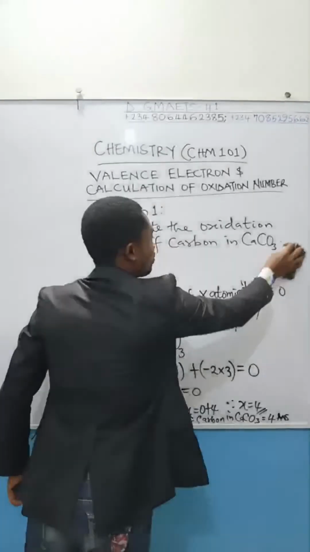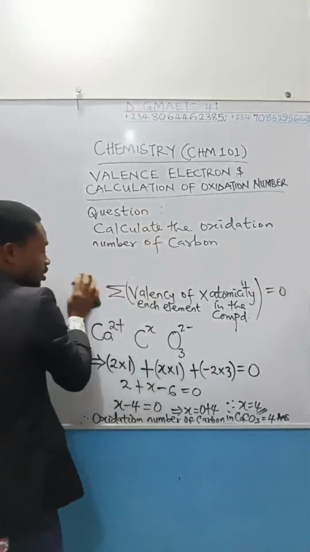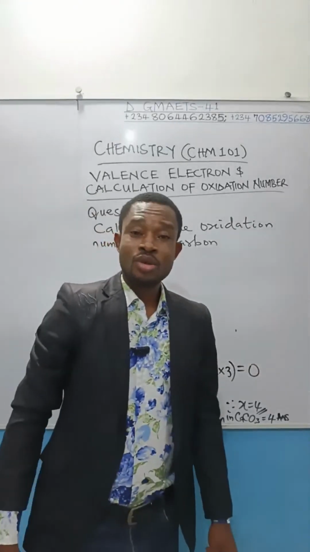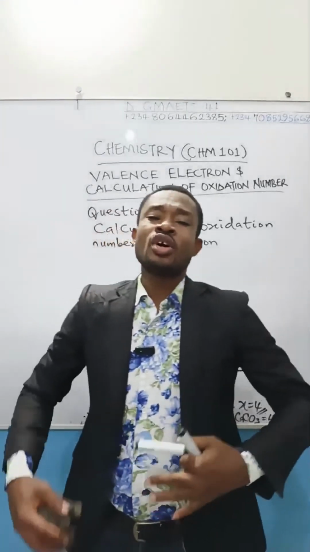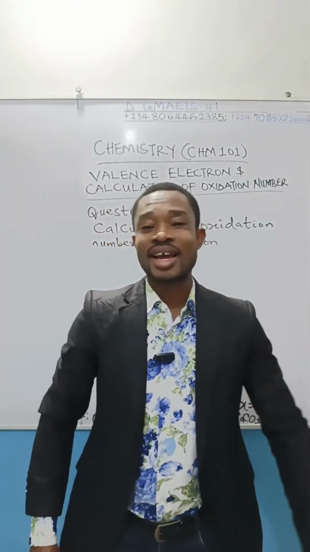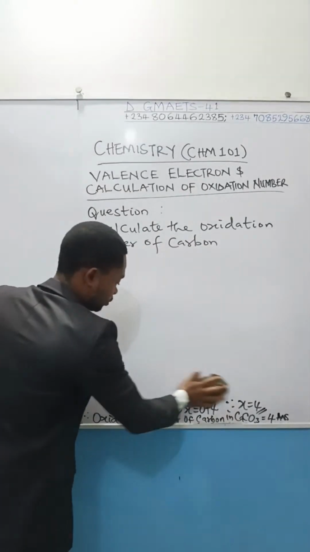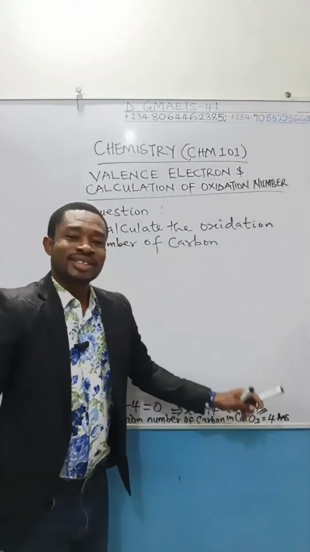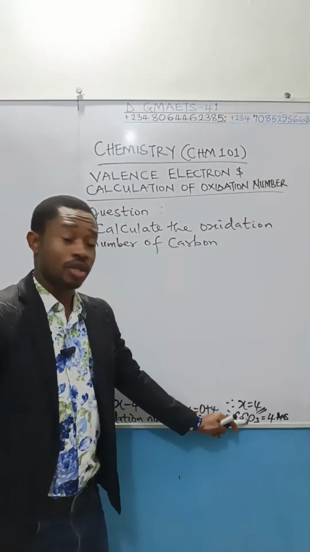I'll wipe this. Let me give you this particular one now, so that you understand what I mean and appreciate it when I say you have to know how to calculate oxidation number. Because it is not in all cases that the oxidation number will be the same as the valency of that element exactly. Let's look at this second question. Meanwhile, for this one, we calculated and got 4. That is the oxidation number of carbon we calculated in CaCO3.